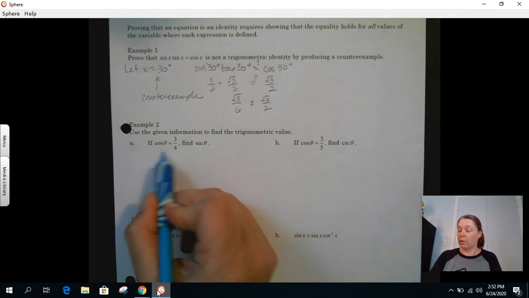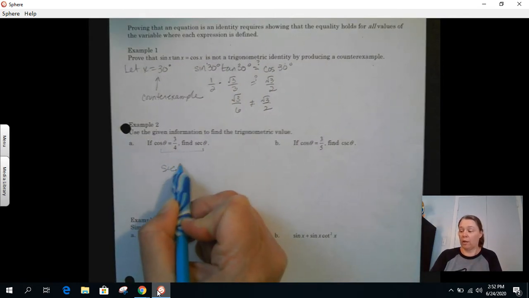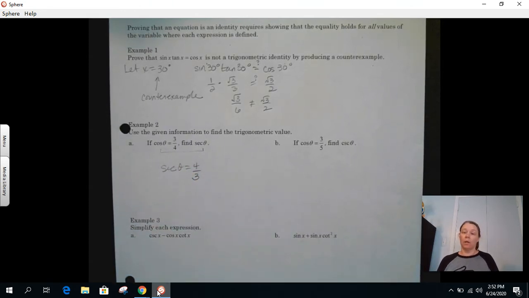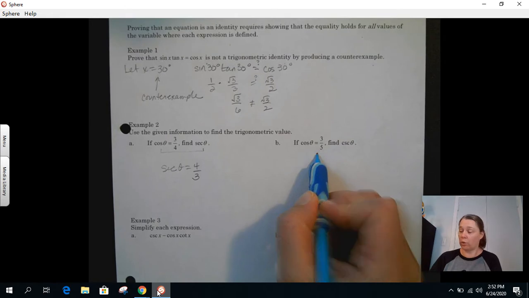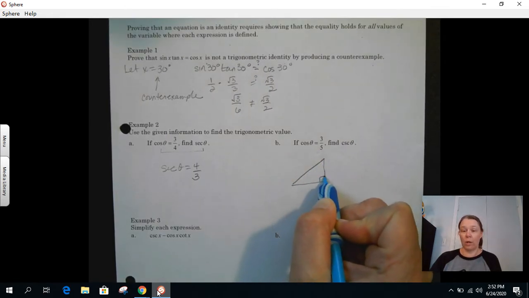So, I know that these are reciprocals of each other. So the secant of theta, I can just straight up take the reciprocal of what I was given for the cosine. I don't really need to do a whole lot with that. All right, so now in the next one, I'm given that the cosine is 3/5, and I want to find the cosecant. Well, there's not a direct relationship between cosine and cosecant. And so this is where I would draw a right triangle, sort of like what I was doing back in chapter 5. So I'm going to draw a right triangle.